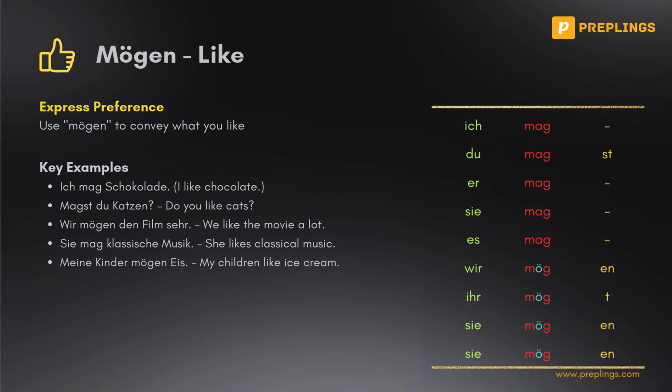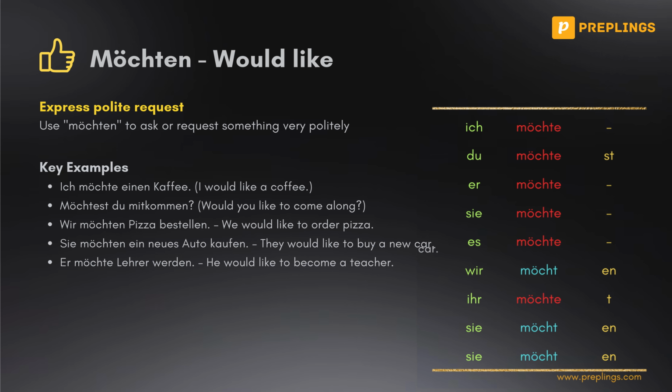Take a moment to pause the video. Look at the conjugation table, and then look at the sentences. Time for the last modal verb. The next modal verb is möchten, which means would like. We use it when you like to ask or request something very politely.